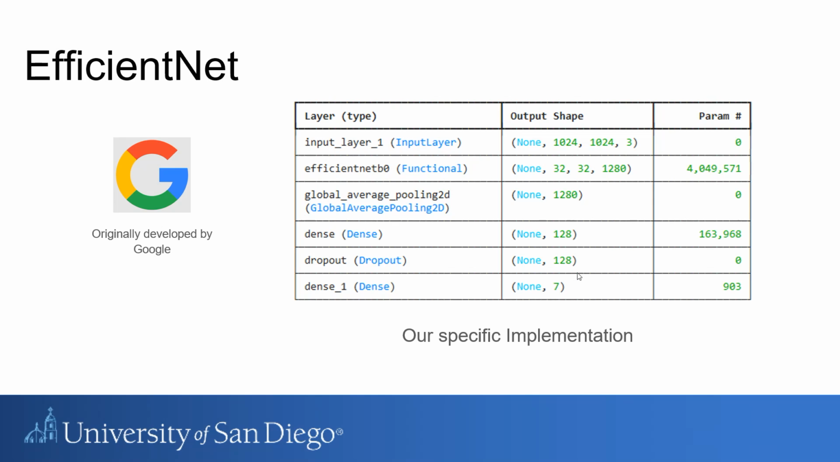Our architecture, which you can see here on the right, removed the original classification head and added global pooling, a dense ReLU layer, and a final sigmoid output. These changes were basically just so it would fit our 7-class classification model.